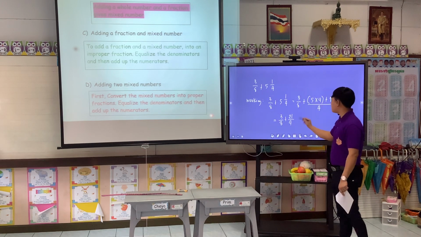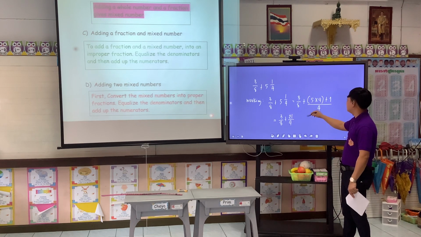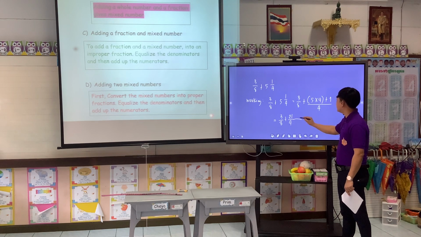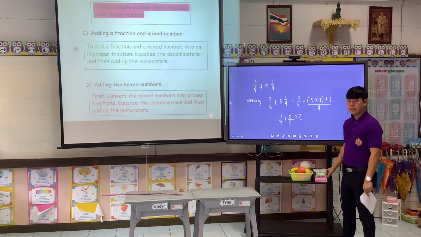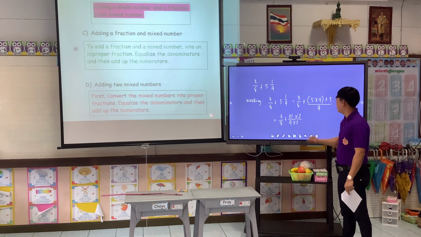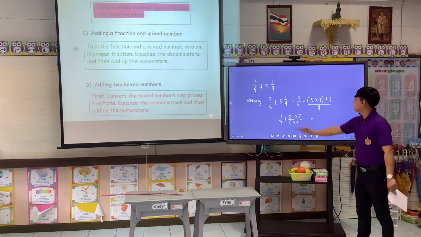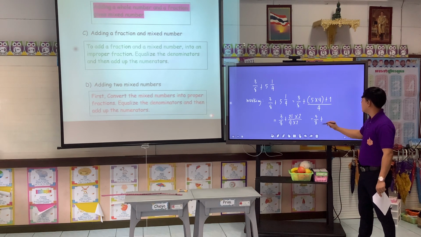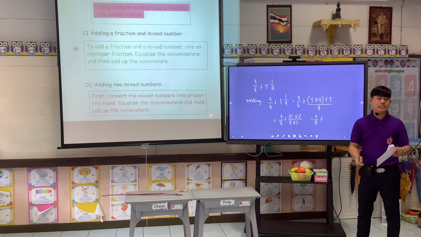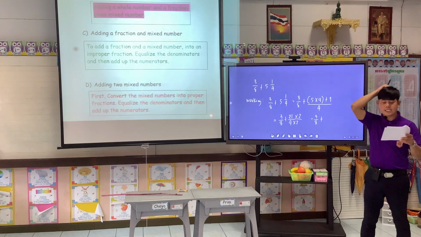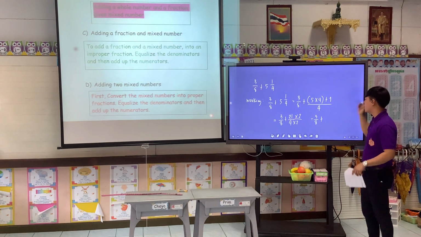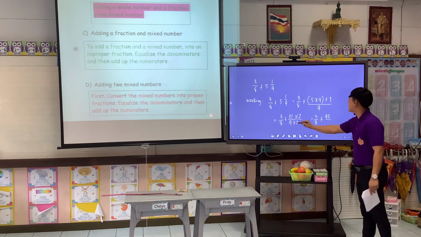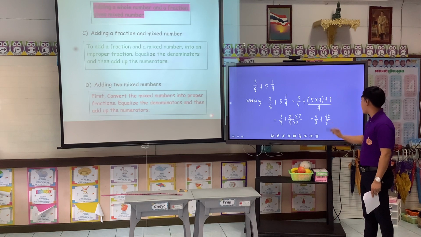21/4. So what number can we find to multiply by 8? Okay, let's see. Times 2. So 3/8 plus 21 times 2 is, what's the answer? 21 times 2 is 42. 42 over 4 times 2 is 8.